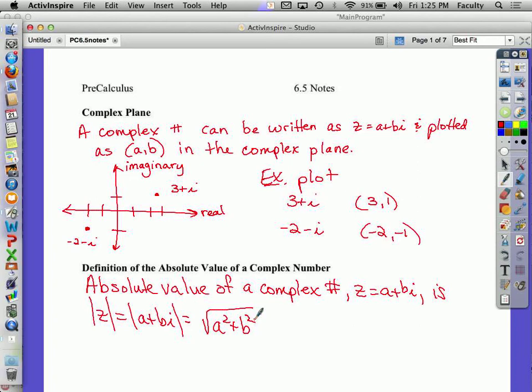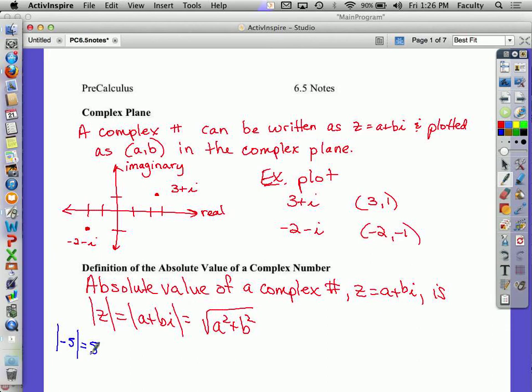Again, we did this last year. It says the absolute value of a complex number, we'll call it z, equals a plus bi. You can either call it the absolute value of z or the absolute value of a plus bi. What I want to do is take you back to Algebra 1 a moment. Do you remember when we said, okay, what's the absolute value of negative 5? What is that? It's 5.